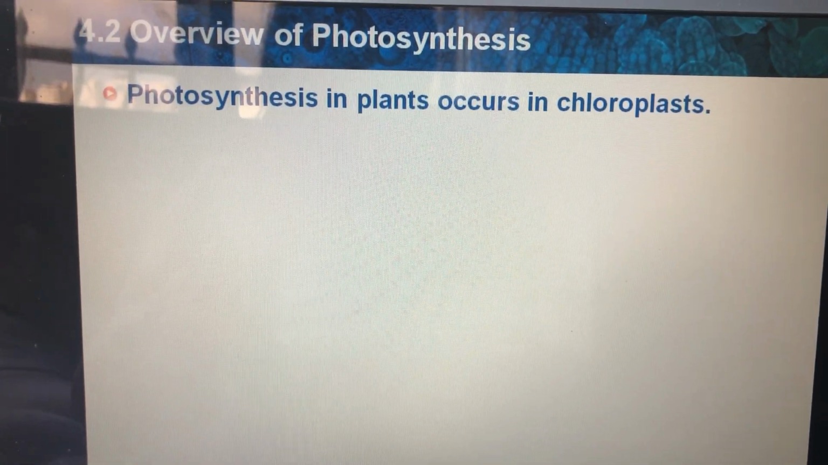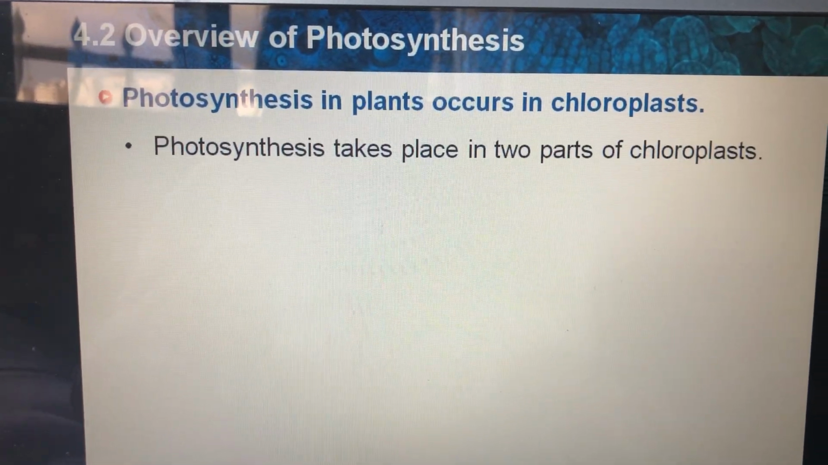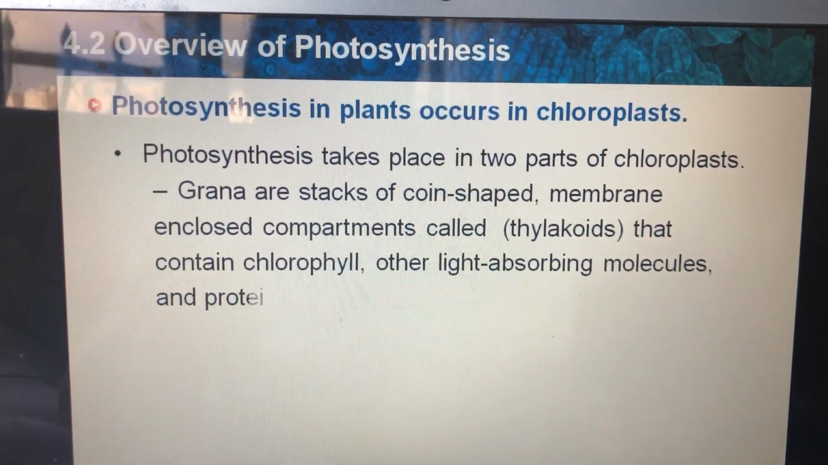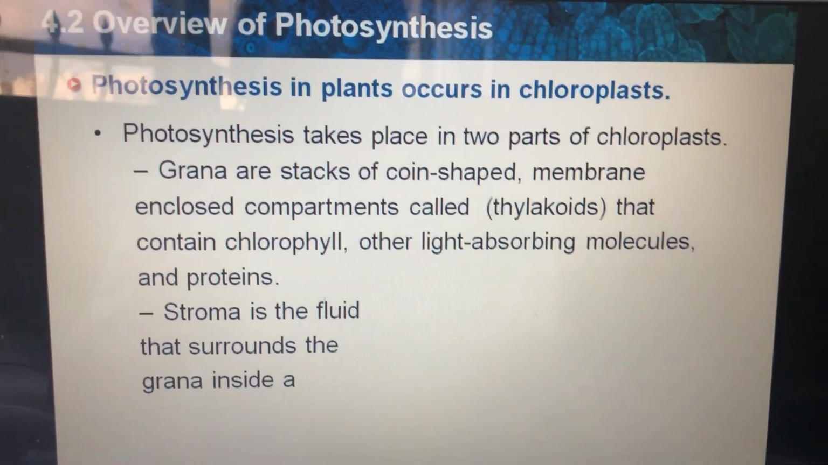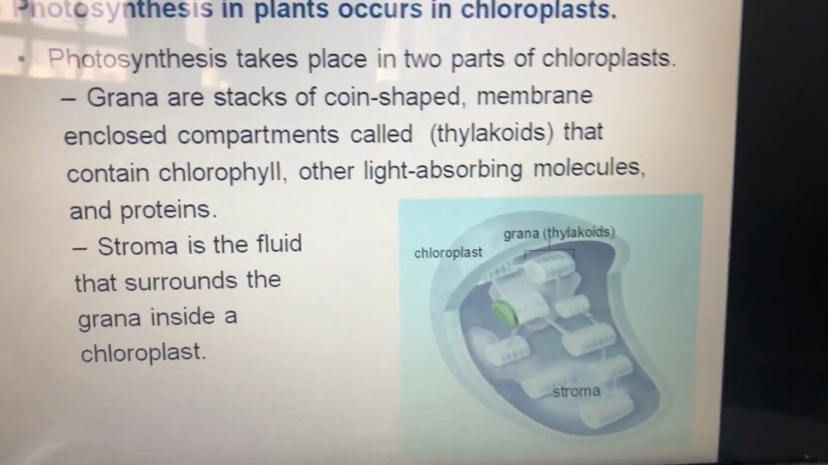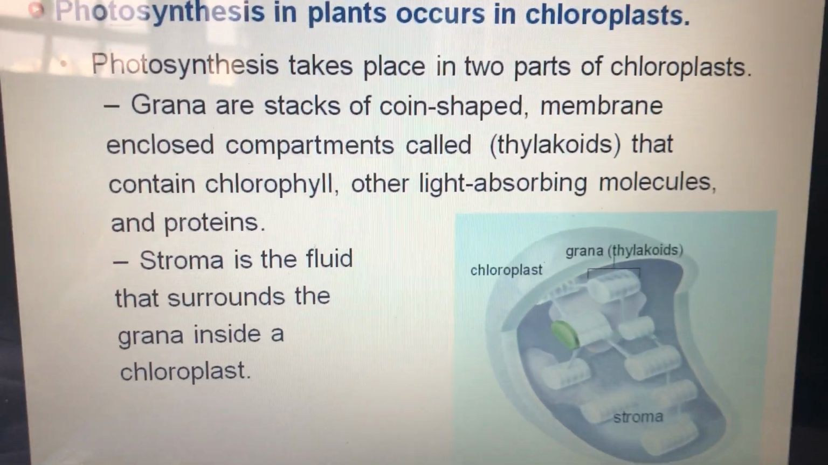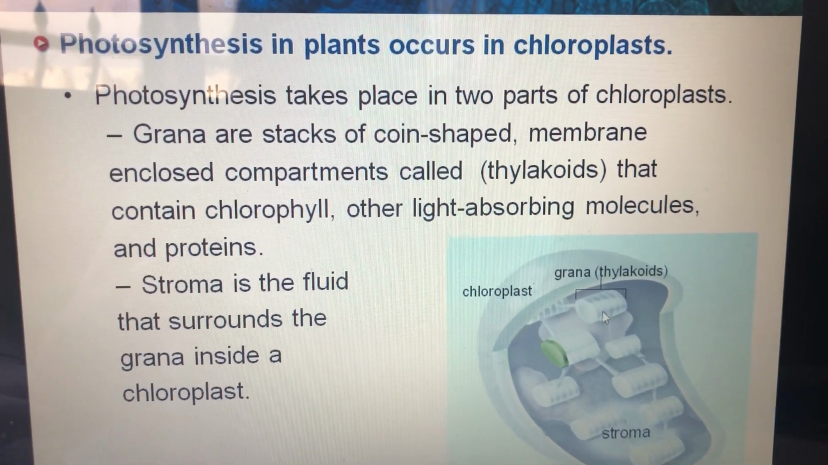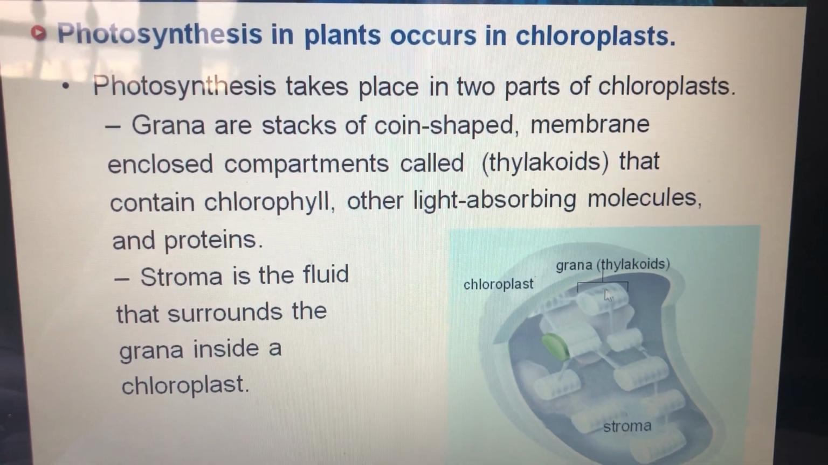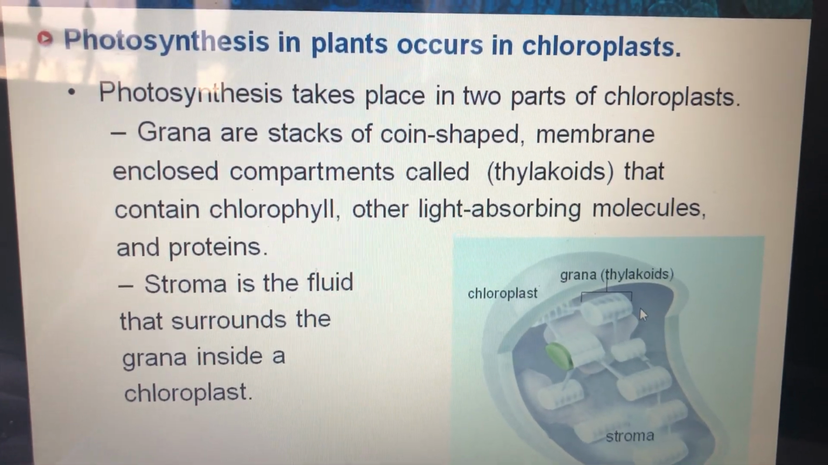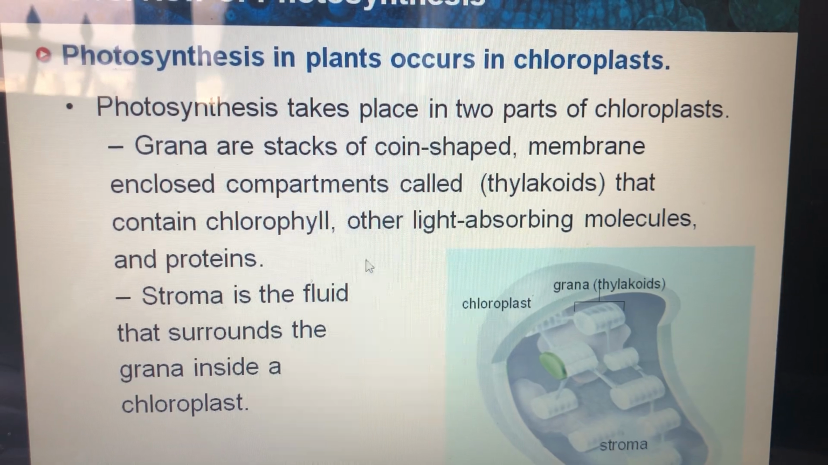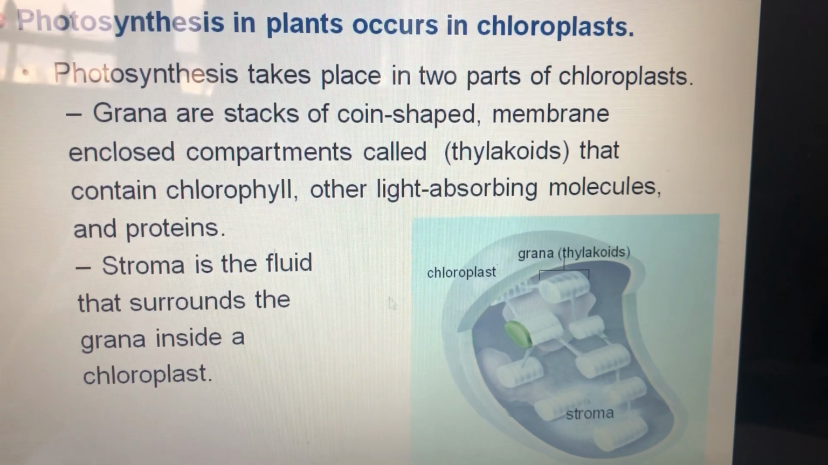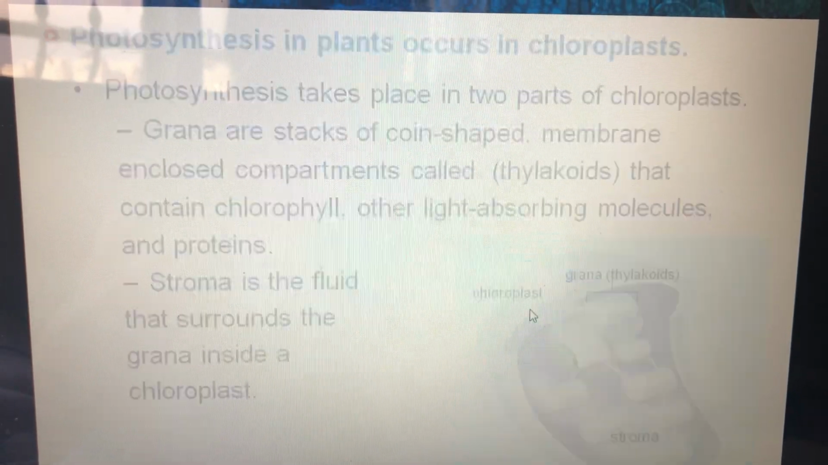Now, photosynthesis in plants occurs in chloroplasts, and it takes place in two parts of the chloroplast, grana and stroma. We said grana is made of stacks of coin-shaped, membrane-enclosed compartments, and these are called thylakoids. Inside these thylakoids are the chlorophyll and other light-absorbing molecules and proteins. And the stroma is the fluid that surrounds the grana inside the chloroplast.